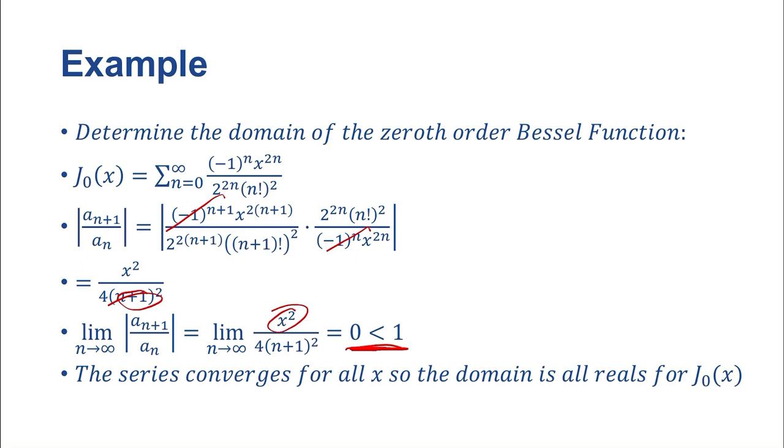This means that the series converges for all x, so the domain is all real numbers for J0 of x. So actually, we can make an approximation that says that this is equal to this for all x. So we can approximate the whole function.